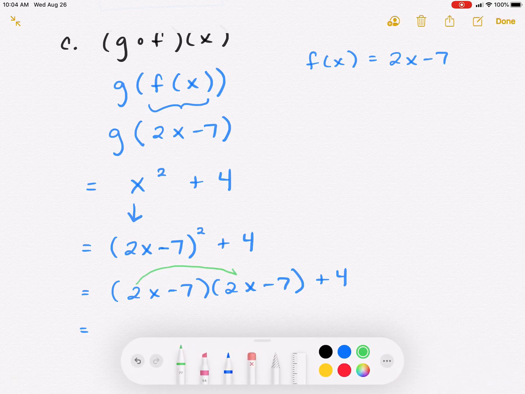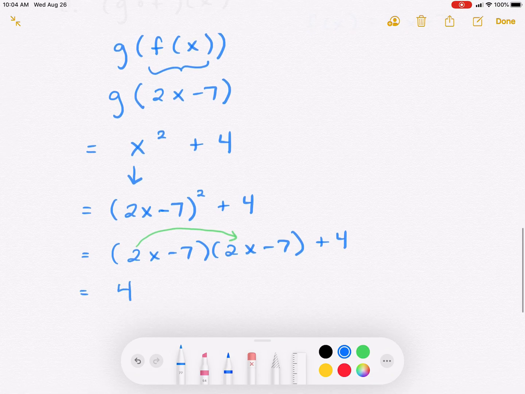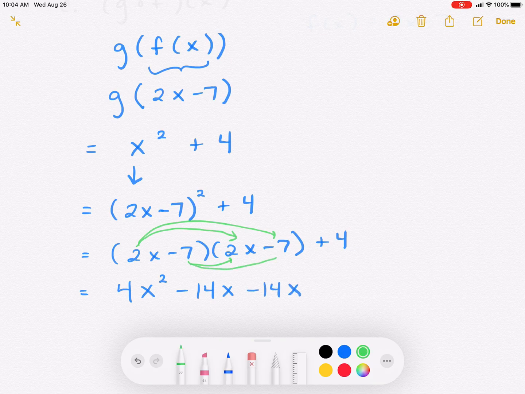So I'm going to start by taking 2x times 2x. I'm going to scooch this up a little, and we're going to get 4x squared. We're going to take 2x times negative 7 and get minus 14x. Then we're going to distribute the negative 7 and get minus 14x again. And we're going to take negative 7 times negative 7 and get plus 49. And then don't forget about adding on your 4 at the end.